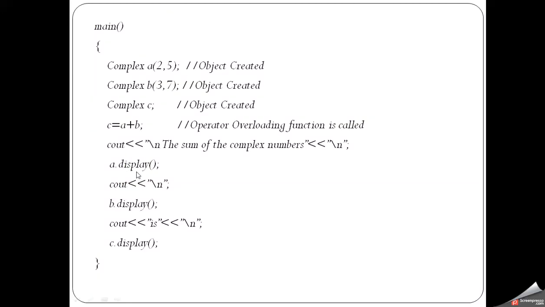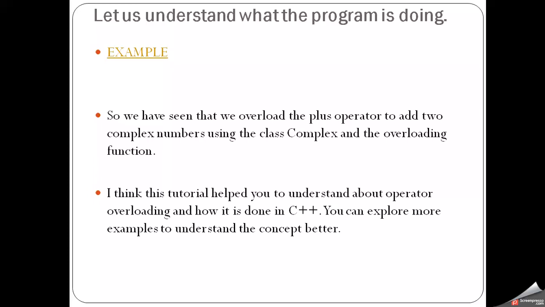Then we have displayed A, B and C. So the result will come as 7 plus 12i for C. That is obvious. So we have seen that we have overloaded the plus operator to add two complex numbers using the class complex and the overloading function.